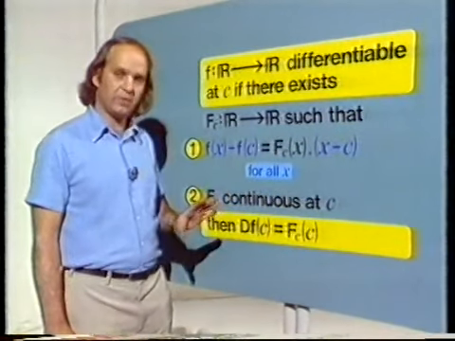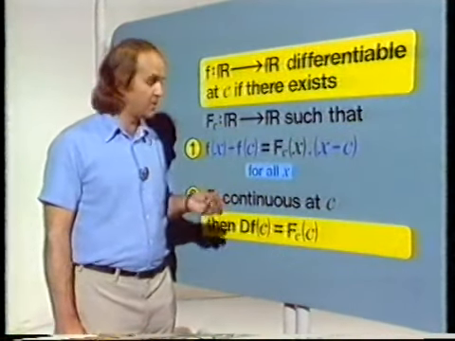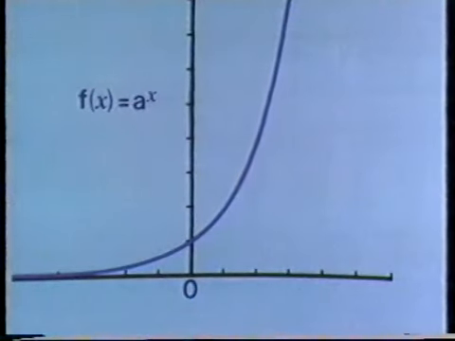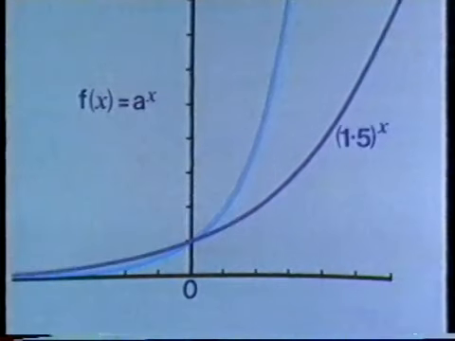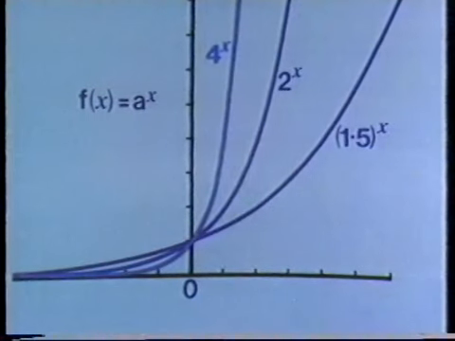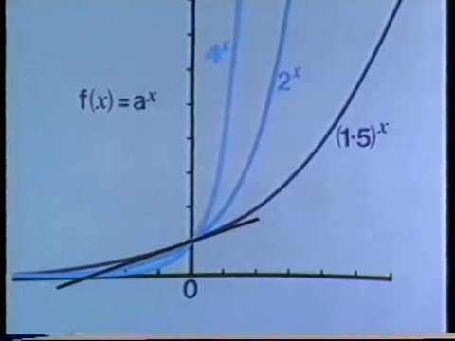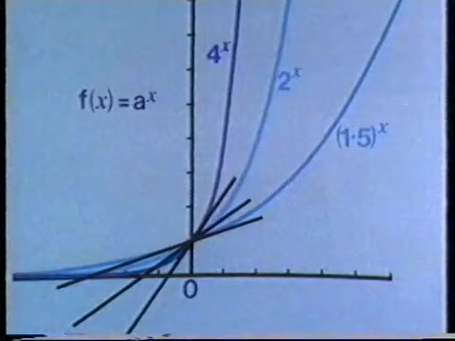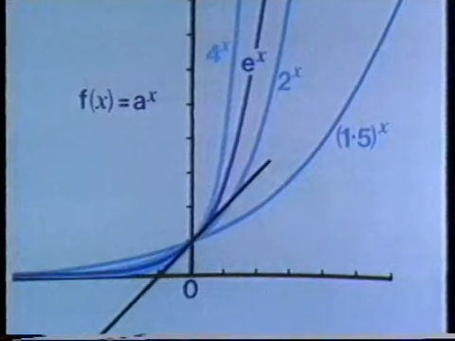Now let's see how to use the definition to prove a result about a specific differentiable function. In fact, I'm going to look at a whole family of differentiable functions, the exponential functions. Remember first what they look like for different values of a. As a gets bigger, the curves get steeper. They all cross the y-axis at height 1, but the tangents there get progressively steeper. The value of a for which the tangent is exactly at 45 degrees is the famous number e, which is approximately 2.7.